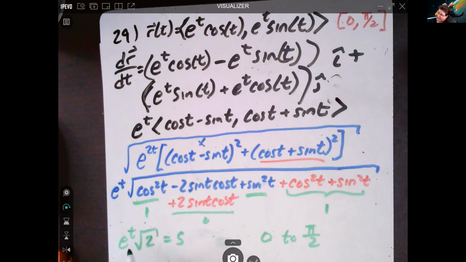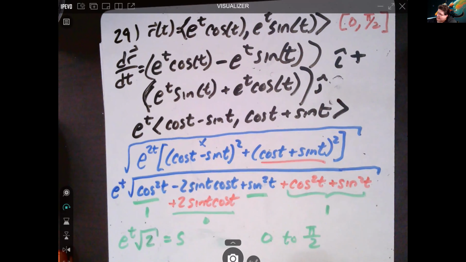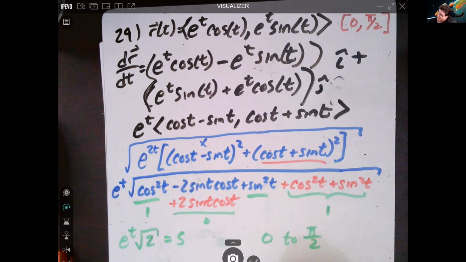So when t is 0, s is root 2. And when t is pi over 2, s is e to the pi over 2 root 2.